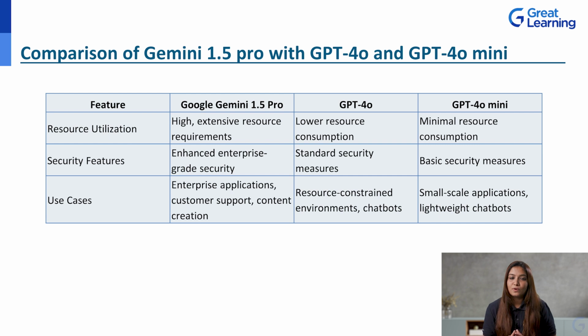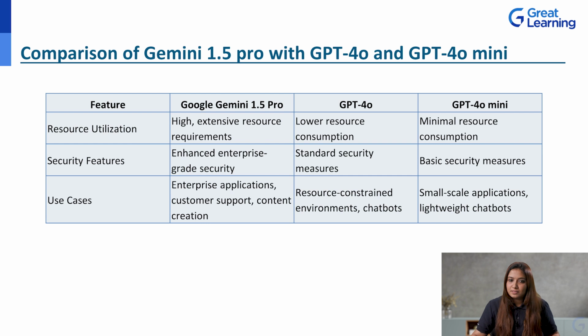Next comes use cases. What are the use cases we have? First, when it comes to Gemini, we have enterprise applications, customer support aspects and content creation aspects as well. But in GPT, you have resource-constrained environments and chatbots. You have to note that a few of the resources are constrained. You cannot access more than that. When it comes to Mini, it is small scale applications and very lightweight chatbots which can be run on your mobile alone or tabs alone, a small device compared to a large laptop or computer screen, right?